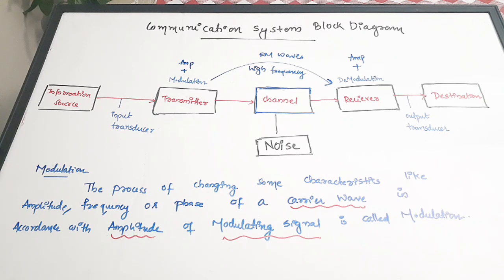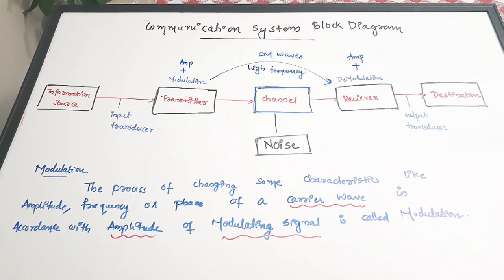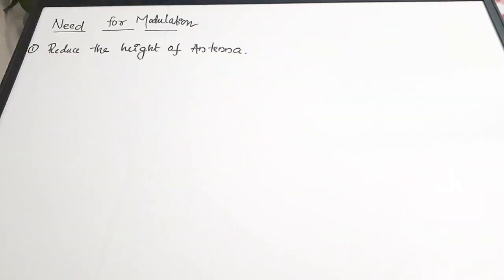So we use a radio frequency wave or a high frequency wave, and we change some characteristics of that wave. This process is called modulation. I hope the definition of modulation is clear to you. Now let us see the needs for modulation. Next we are going to see the various needs for performing modulation, that is, why we are actually performing modulation.